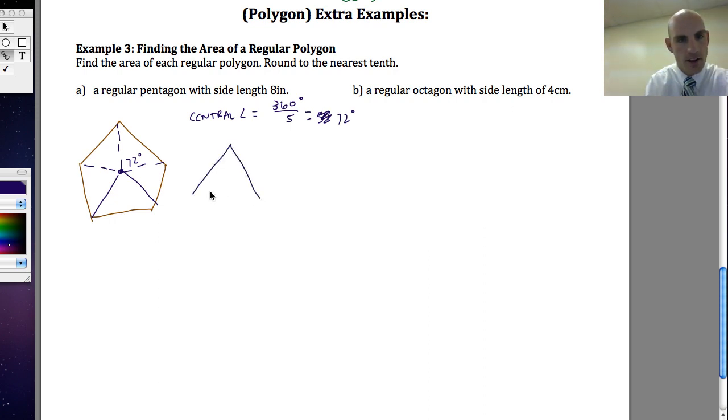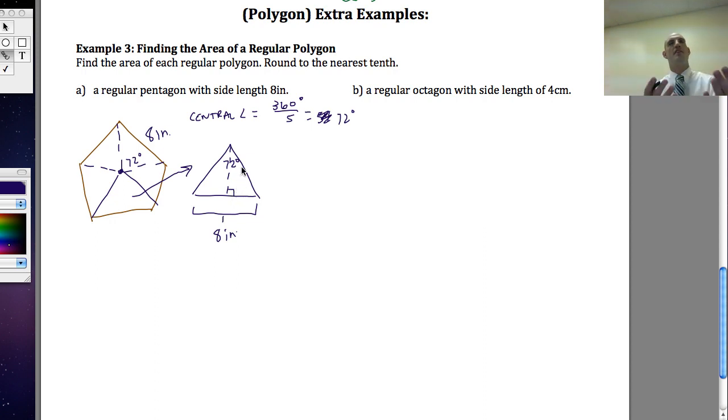If there's 72 degrees in each of these triangles, notice what it looks like. It looks like this. I've got 72 degrees here, and I have the apothem. This is this triangle here. And the side length is 8 inches. So that means this down here, total, is 8 inches. Let's find the area of this triangle. If I have a 72 degree angle and I drop that apothem down, it divides this triangle into 2 congruent triangles. So this over here is 36 and this is 36. Notice what happens. This is no longer going to be just a 72 degree angle. It's going to be 2 36 degree angles.